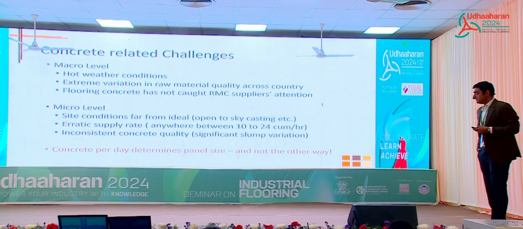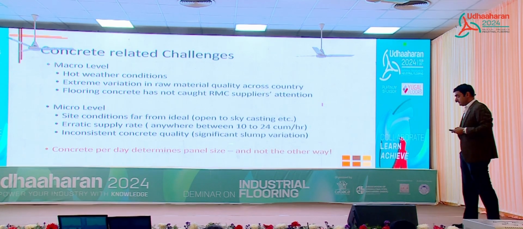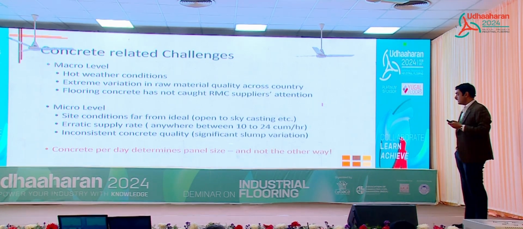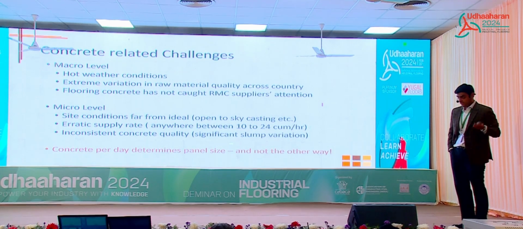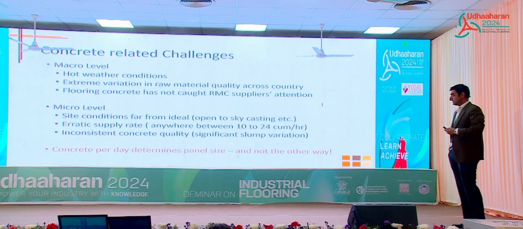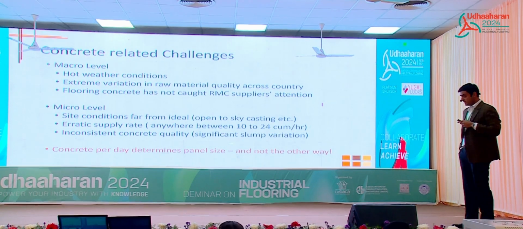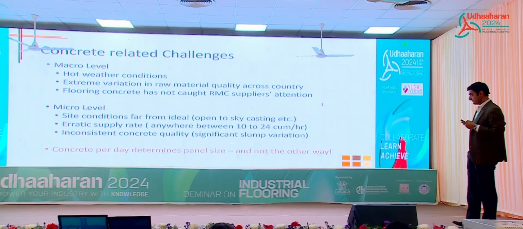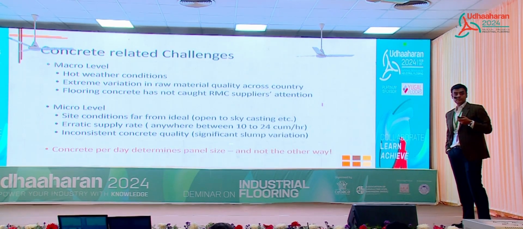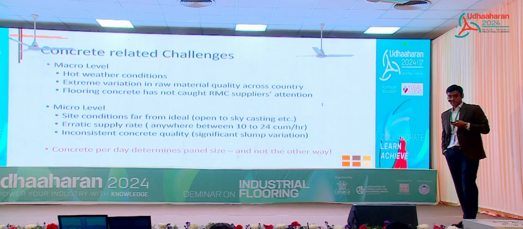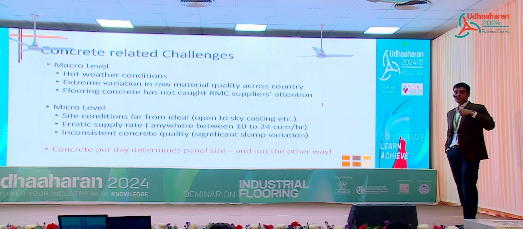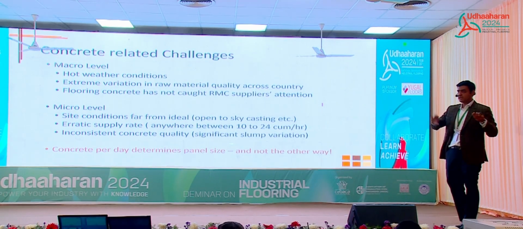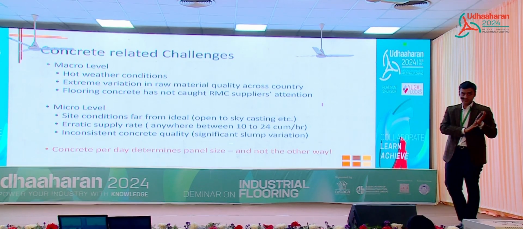At the micro level, site conditions are far from ideal. We are in situations because of time pressure, as you rightly mentioned, open to sky casting, site is not ready, you're just forced to pour. Erratic supply rate, I'll show you slides, actual site data from one of our sites. It can vary anywhere from 10 to 24 cubic meters. I've seen about 3-4 sites in Canada, and their average rate is about 80 cubic meters per hour. So the scale is entirely different. Our average supply is about 15 cubic meters per hour.